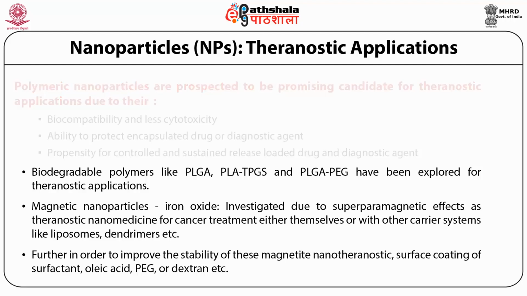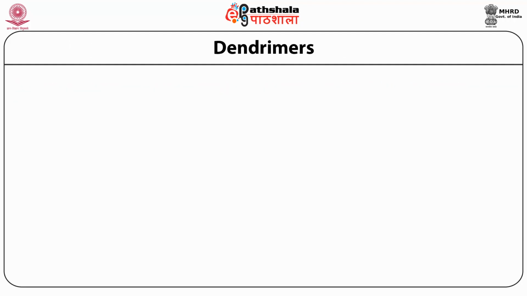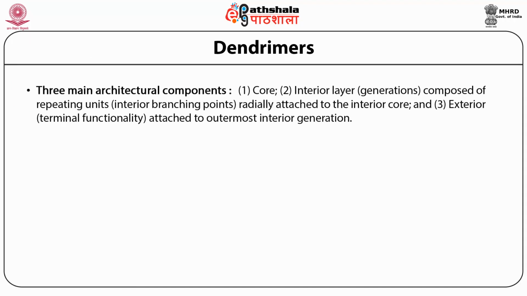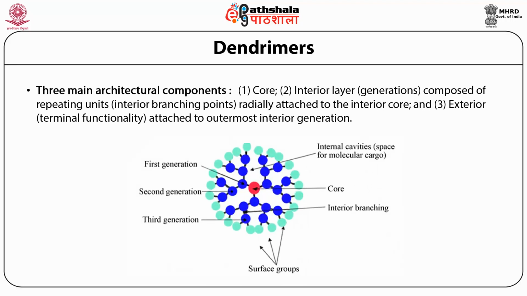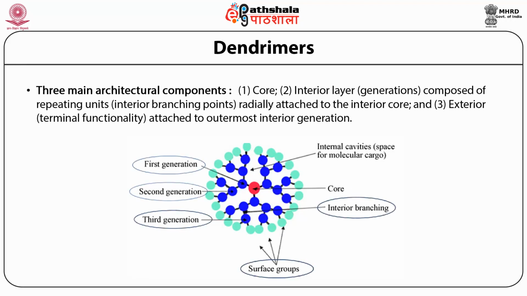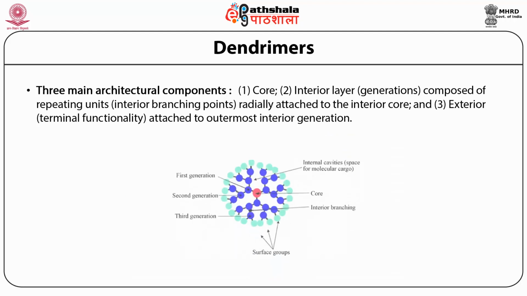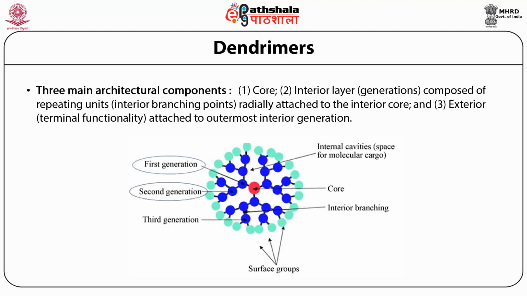Dendrimers are another molecule that has been used in delivery or in theranostic applications. Again, the same thing is there. There are three components, and as you can see in this figure, there are internal cavities, and the presence of multiple surface groups and multiple internal cavities. Although in this figure I have shown third generation dendrimers, if you go beyond third generation, to fourth, fifth, sixth generation, you will find there is an exponential increase in the number of surface functional groups as well as the internal cavities.